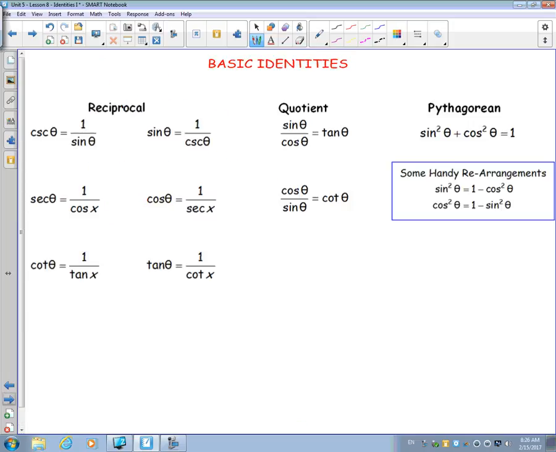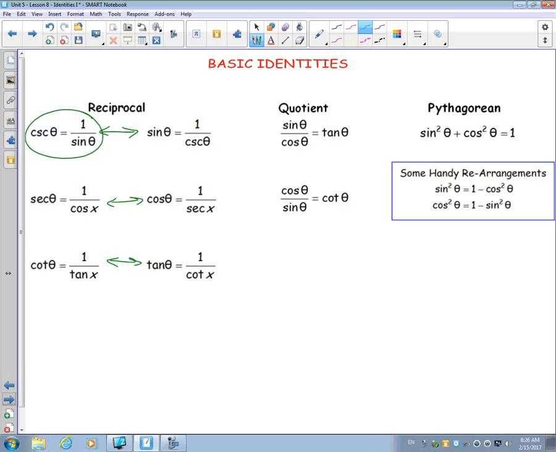All right, here's our basic identities. I'm going to give this to you guys as a handout. You don't have to write them all down. You get to use them. Okay, so the ones we're really familiar with should be our reciprocal ones. We can use either version of them. So sine and cosecant are opposites. You flip them over. Same with secant and cos, and same with tan and cotangent.